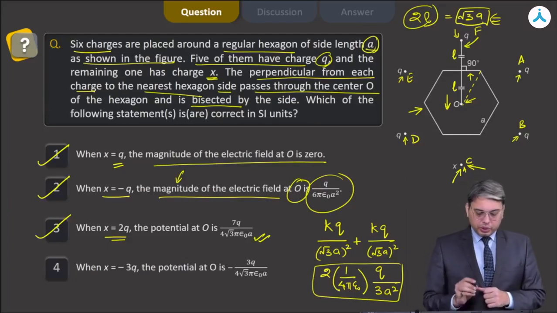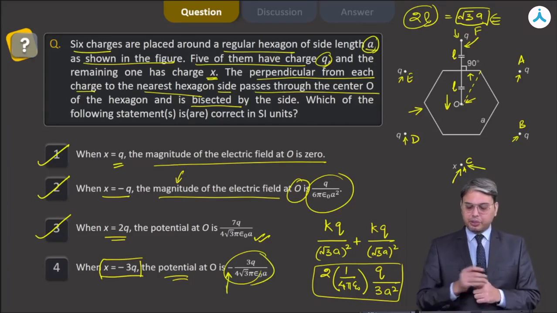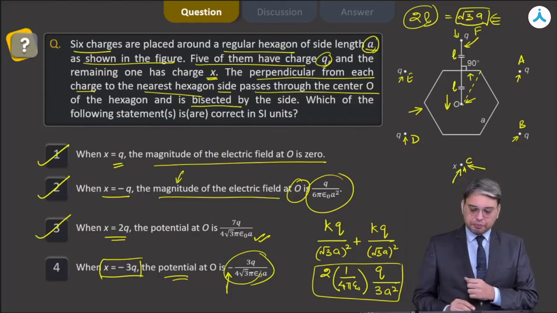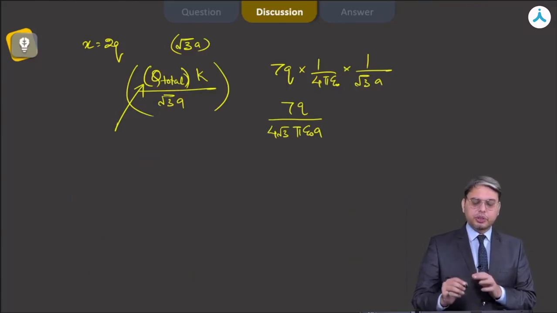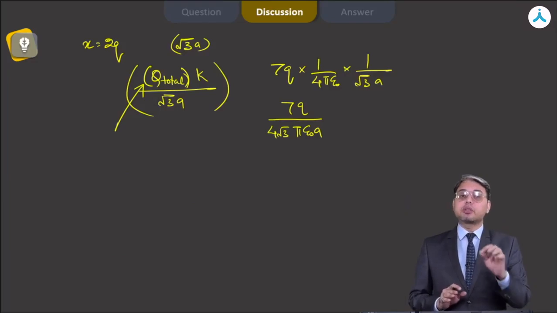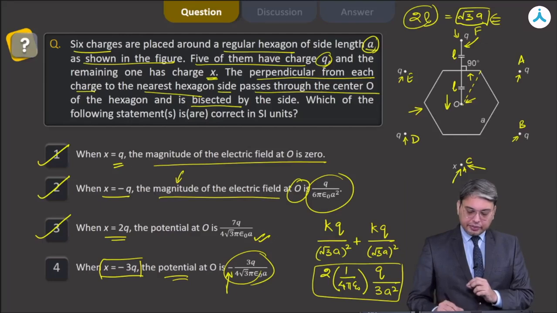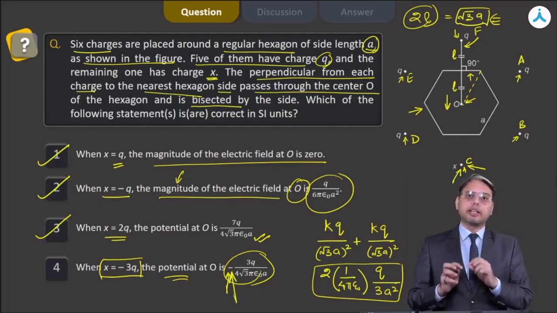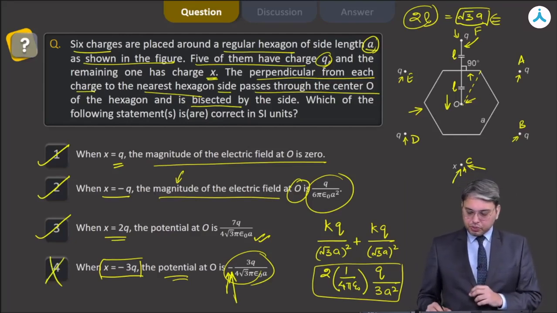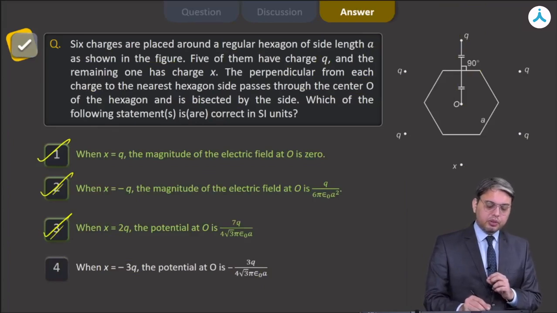Option 4 talks about when x is equal to minus 3q, the potential at O is this value with a negative sign. Now if you see, even if x is equal to minus 3q, the Q total is going to remain positive, that is equal to 2q. That means the value of the electric potential is going to come out positive. So this negative sign itself makes this option an incorrect one. So option 4 would become an incorrect choice. So for this question, options 1, 2 and 3 would make the correct combination of the choices.